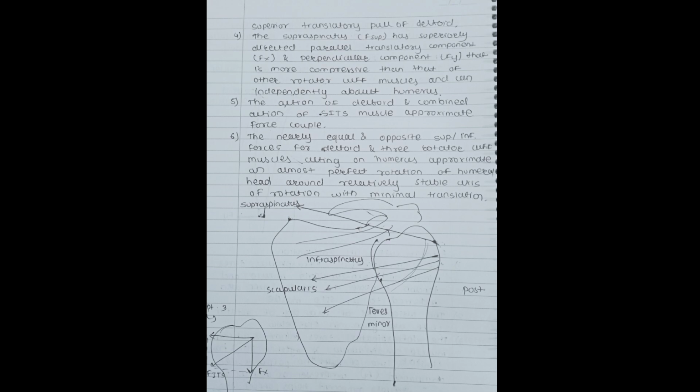The nearly equal and opposite superior and inferior forces of the deltoid and the three rotator cuff muscles acting on the humerus approximate an almost perfect rotation of the humeral head around a relatively stable axis of rotation with minimal translation. So this is how the muscles help in the action of the shoulder joint. Not only the deltoid but the supraspinatus, infraspinatus, subscapularis and teres minor also take part in action to produce the resultant force and produce the effective movement.